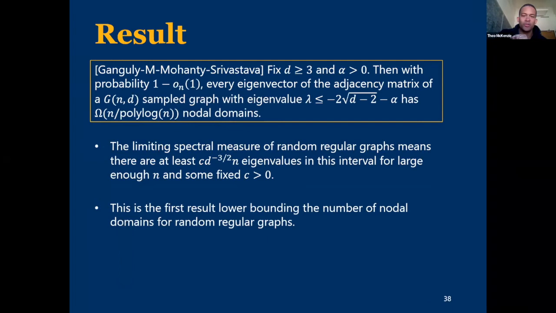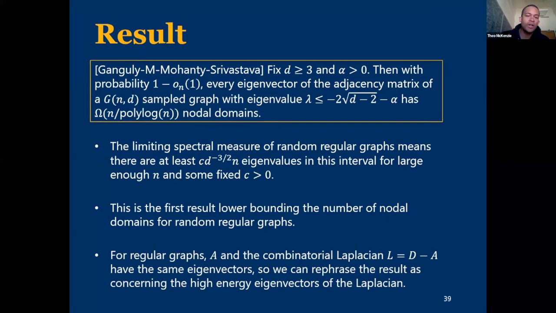Okay, so once again, this is the first result, lower bounding the number of nodal domains in random regular graphs. As we were just discussing, A and the Laplacian, D minus A, have the same eigenvectors if my graph is regular. This is because the diagonal matrix of degrees is a multiple of the identity. It's just D times the identity if my graph is regular. So we can rephrase our result as saying that the high energy eigenvectors of the Laplacian have many nodal domains for random regular graphs.